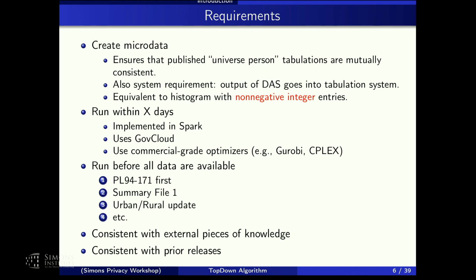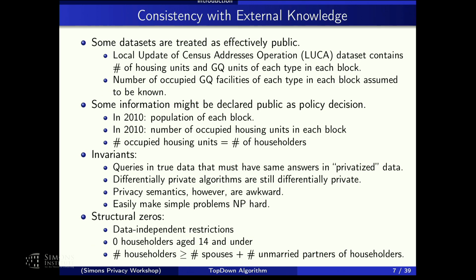Okay. So in addition to creating the data piecemeal, we have to be consistent with external pieces of knowledge. I'll discuss what this means a little bit later. So we have to be consistent with external prior knowledge and with our prior releases. There are some data sets that are effectively public. One of them is called the LUCA data set, which contains the address list that Census is going to be using. So in particular for us, that means that the number of housing units in every block is known. The number of group quarters of each type in every block is essentially known. So one decision we have is that the number of occupied group quarters facilities in each block is assumed to be known and invariant. So our published data has to be consistent with this information.